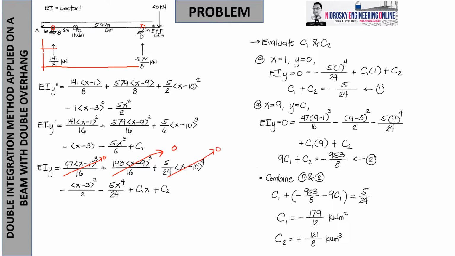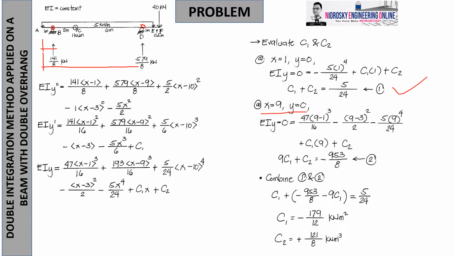x minus 10, x minus 3 are automatically 0. So what only exists are these three equations, because 1 minus 10, 1 minus 9, 1 minus 1, and 1 minus 3 are all 0 when we are using the pointed parentheses, when the term inside is 0 or a negative value. So therefore, we'll come up with the first equation. Likewise, we will do that on the second set of equations as we perform the evaluation on the roller support at x is 9 and y is 0. The deflection at x is 9 is 0 meters.